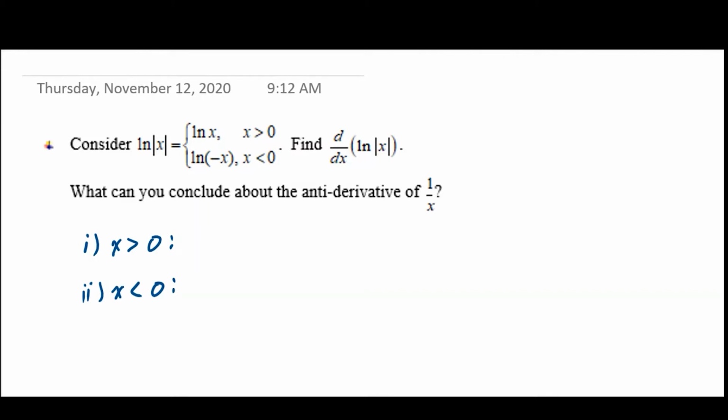Okay, good. Now let's take the derivative of ln x then. Is that 1 over x? Yeah, sure. Now let's take the derivative of ln negative x. See, this is what ln absolute value of x is, so we are just taking two different pieces. And that, of course, is 1 over negative x. Tell me what I'm forgetting. I'm forgetting one thing. What is it?